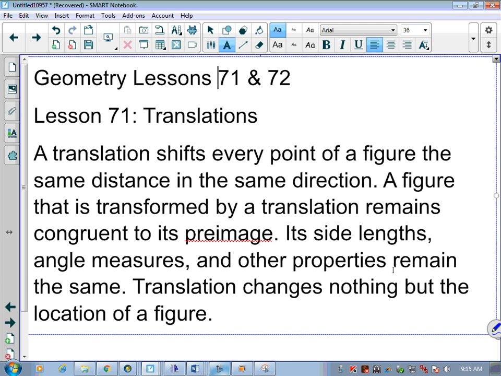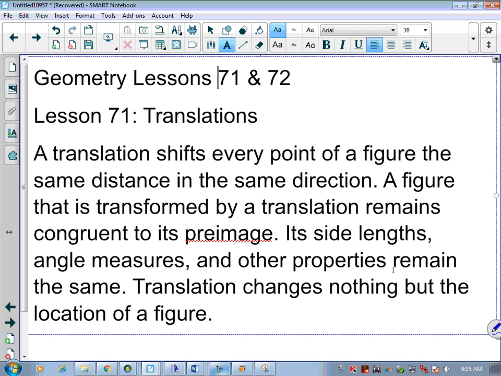Most of what you find in your book is just going to be a matter of definitions. In a definition, a translation shifts every point of a figure the same distance in the same direction. So we're going to look at this in terms of moving every single point of a figure left or right so many points or so far, and then up or down so far. All right, a figure that is transformed by translation remains congruent to its preimage.